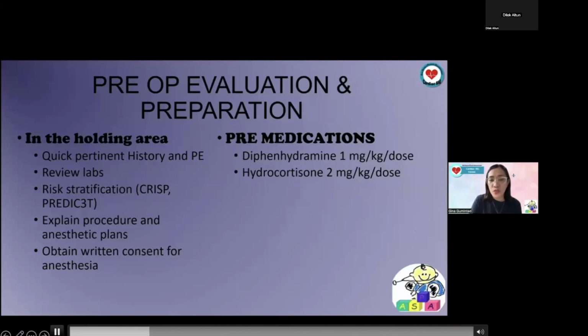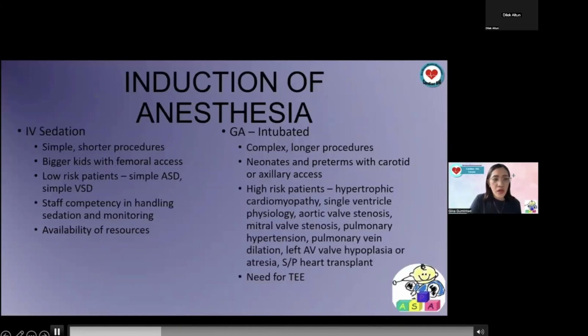So what do we do? That's what we do in the holding area. We do a quick history and PE, focusing on the cardiac physical exam of the patient, and then we talk to the parents, explain the procedure and the anesthetic plans, and obtain a written consent for anesthesia. For our patients, we give premedication. We usually give diphenhydramine 1 milligram per kilogram per dose and hydrocortisone 2 milligram per kilogram per dose. We give this usually when they are on their way from the holding area to the cardiac cath. And then when they arrive in the cardiac cath suite, this is how we do it.